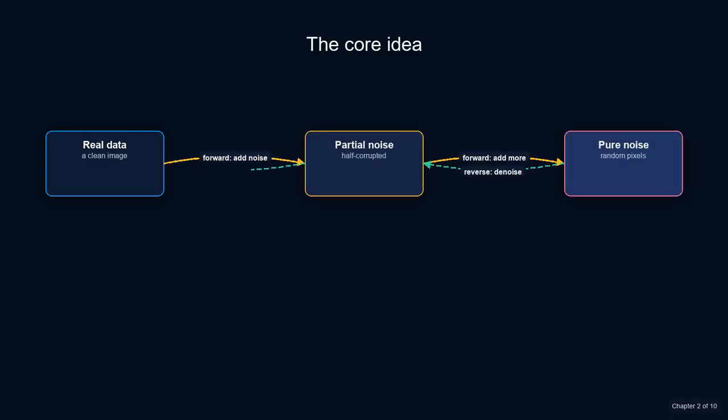The forward process takes a real image and adds noise to it a little at a time until nothing but static remains. The reverse process is a neural network trained to undo that corruption, one step at a time. Generate by starting from noise and running the reverse.